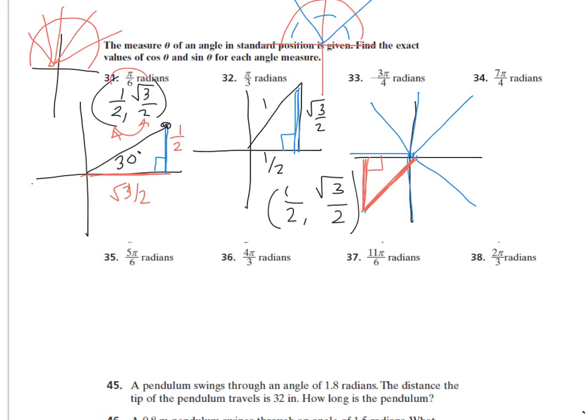This is a 45-degree triangle, so it's going to be root 2 over 2. And this distance is root 2 over 2. So the cosine and the sine are both going to be negative in here because it's in the third quadrant. So this is negative root 2 over 2 and negative root 2 over 2.